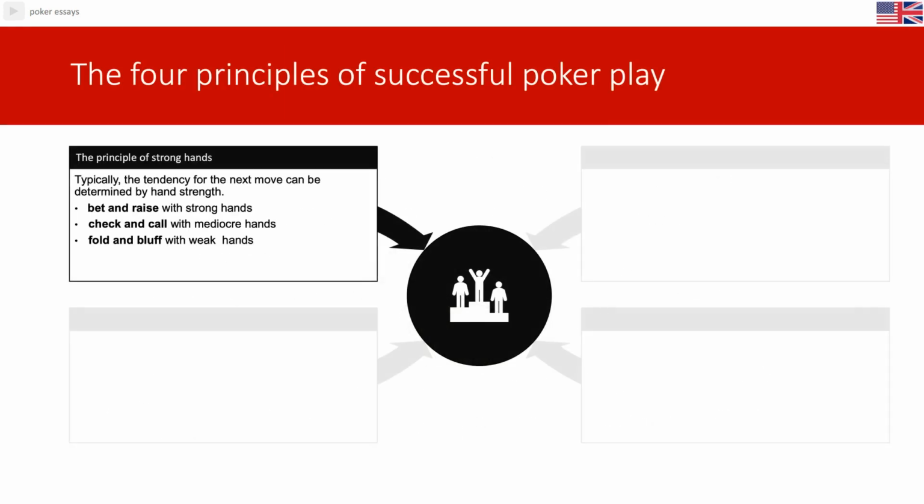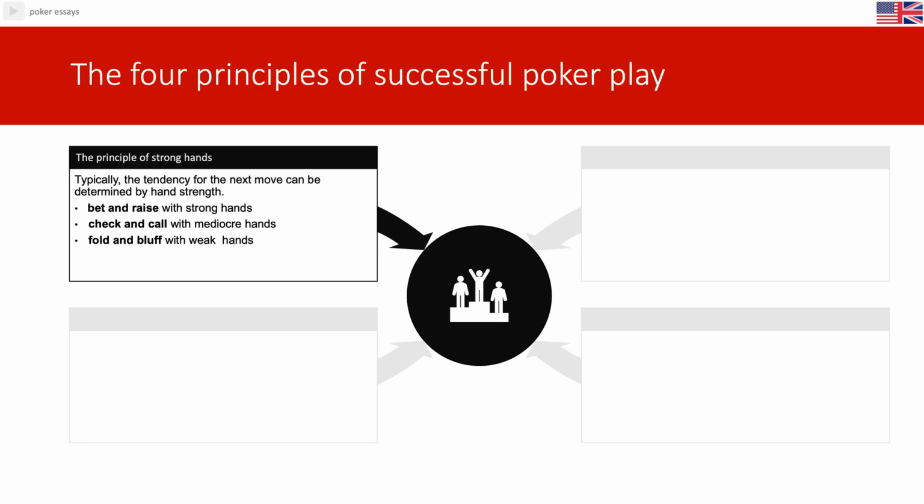The first of the principles is the principle of strong hands. The principle of strong hands helps you to understand when to bet, check, call or fold. Typically, you want to bet and to raise with your strong hands, to check and to call with your mediocre hands, and to fold and to bluff with your weak hands.